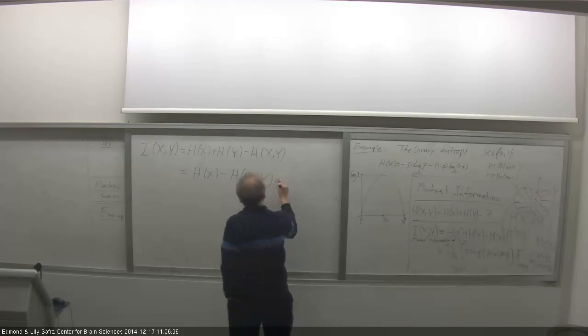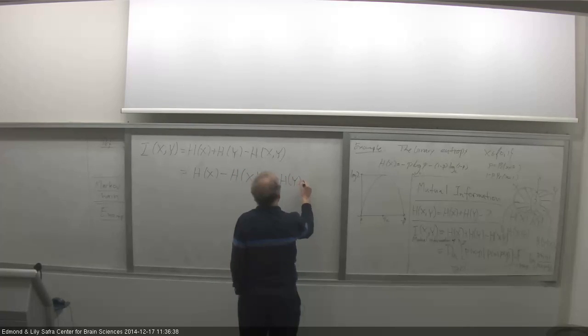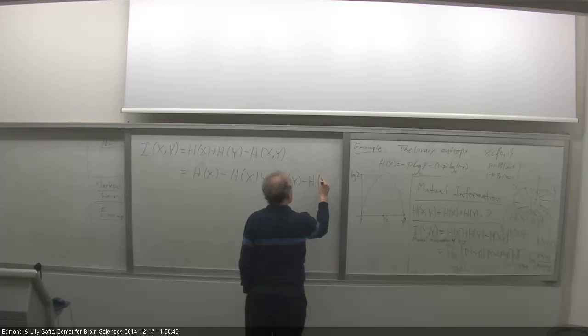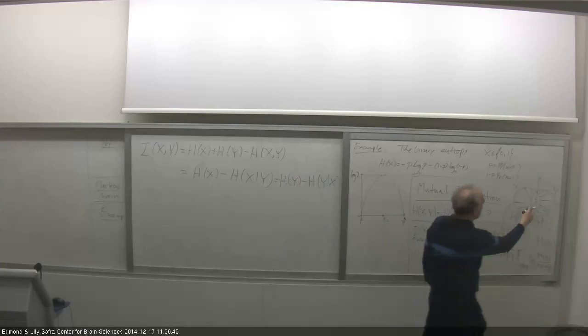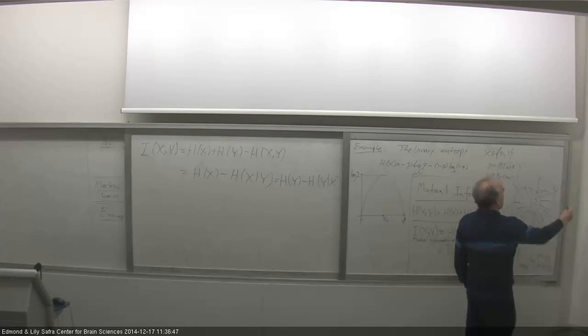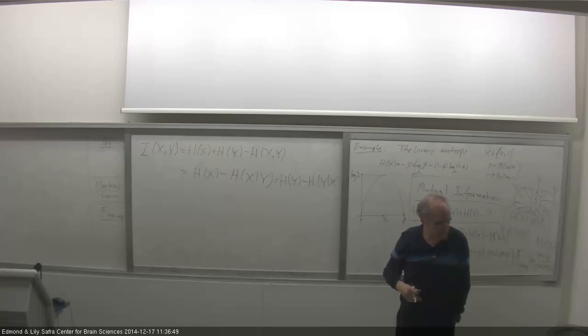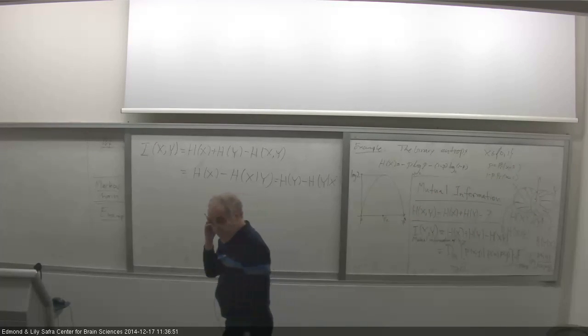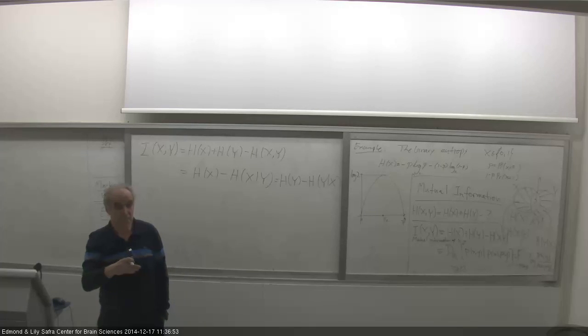It's also H(Y) minus H(Y given X). Notice, by the way, that X and Y can be entirely different. Here I drew them more or less the same size, but this can have a much larger entropy than this, and so on. They can be very, very different. So the symmetry is somewhat surprising. The information that X contains about Y is the same as the information that Y contains about X.